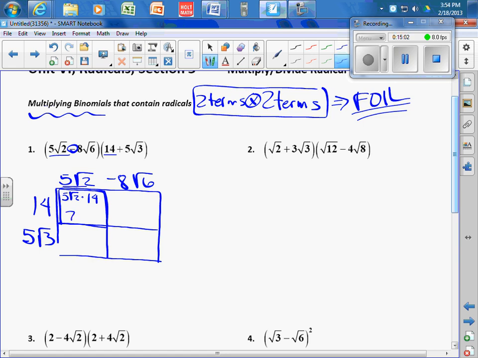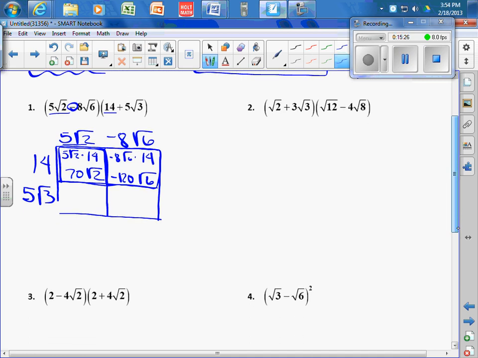That's 70 radical 2. And then I'm going to take negative 8 radical 6, and I'm going to multiply it times 14. This box comes from multiplying these two, the 14 and the negative 8 radical 6. What do I get there? Negative 8 times 14 is negative 120 radical 6.